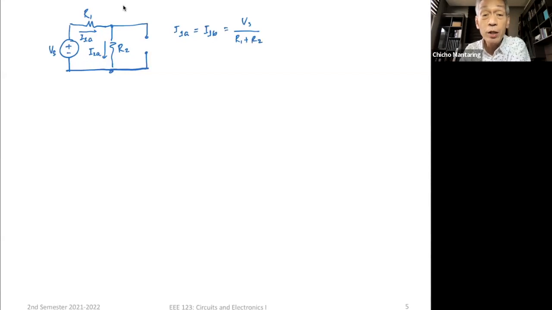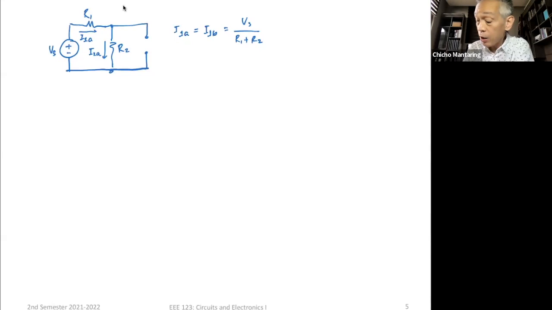And in a single loop circuit, you only have one value of current flowing. And that current is the voltage source divided by the total resistance in that particular loop. So this is Vs acting alone. Okay, so that's the first component. What is the second component? The second component is Is acting alone.